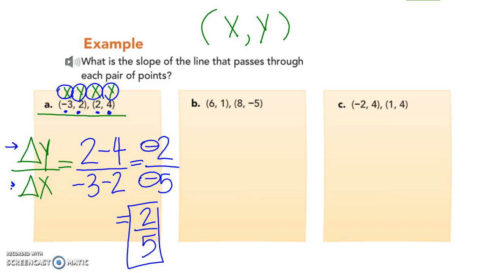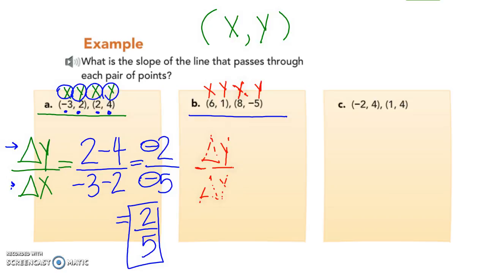Okay? Example 2. Everybody do this with me in your notes. Same thing, I first want you to copy down the 2 points. So here we have 6, 1, and we have 8, negative 5. After you copy down the 2 points, let's label x, y, and then x, y. Okay? Next, I'm going to write my formula again. Change in y over change in x.